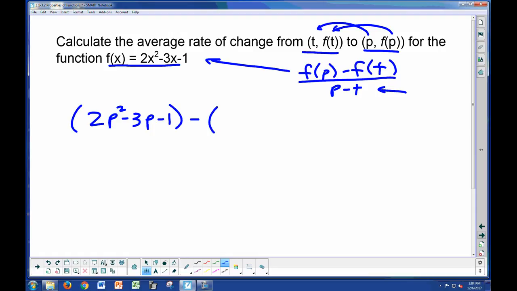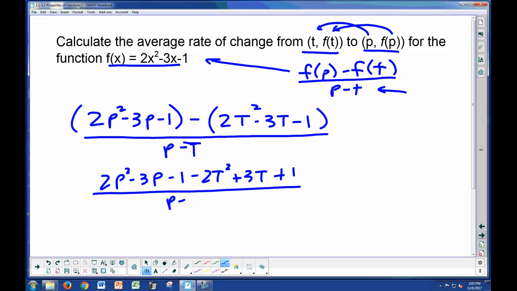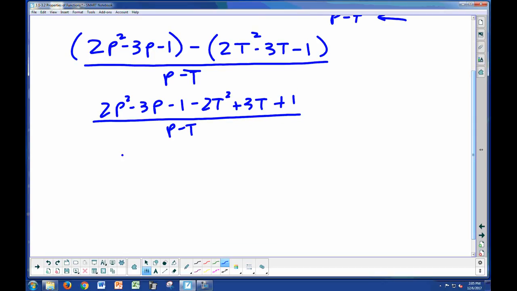Minus, and now working with the t, I'm going to use a capital T. 2t squared minus 3t minus 1. And that's all in the parentheses because I'm going to distribute that, p minus t there. All right, now we're rolling. This is 2p squared minus 3p minus 1 minus 2t squared plus 3t plus 1 all over p minus t. As we can see here, the 1's are going to drop out, so we're going to be left with the following. 2p squared minus 3p minus 2t squared plus 3t, that's all over p minus t.